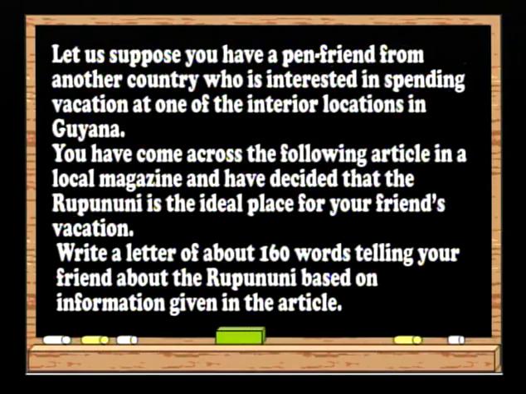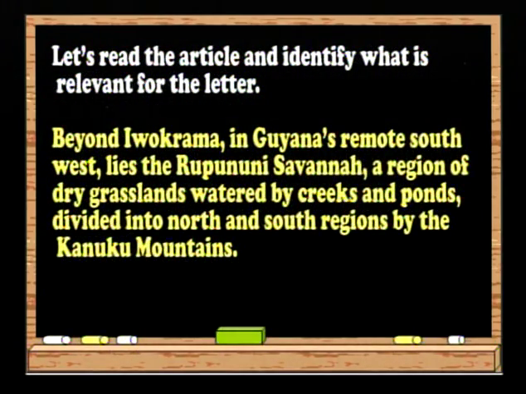Let us suppose you have a pen friend from another country who is interested in spending vacation with you in one of our interior locations in Guyana. You have come across the following article in a local magazine and have decided that the Rupununi is the ideal place for your friend's vacation. Write a letter of about 160 words telling your friend about the Rupununi based on the information given in the article. Let's read the article and identify what is relevant for the letter.